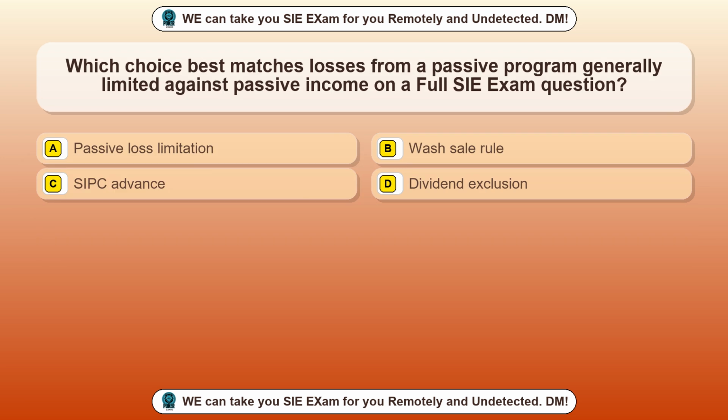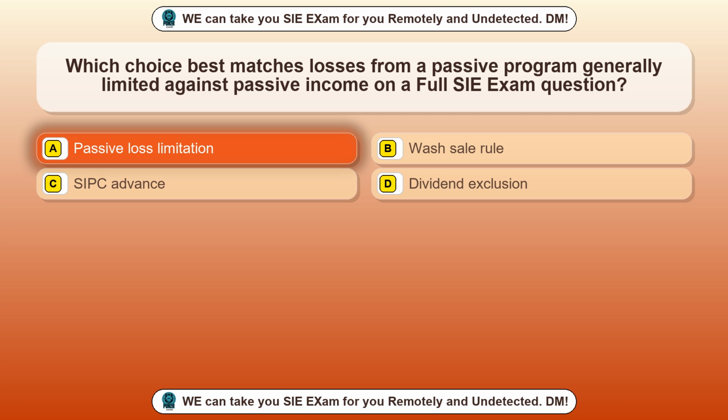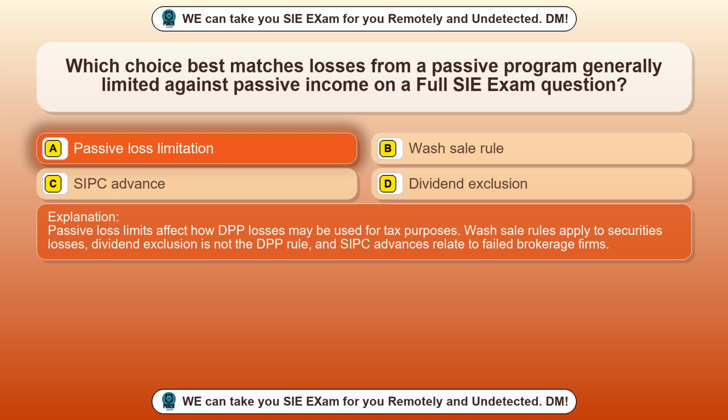Which choice best matches losses from a passive program generally limited against passive income on a full SIE exam question? Option A, passive loss limitation. Option B, wash sale rule. Option C, SIPC advance. Option D, dividend exclusion. The correct answer is option A, passive loss limitation. Passive loss limits affect how DPP losses may be used for tax purposes.